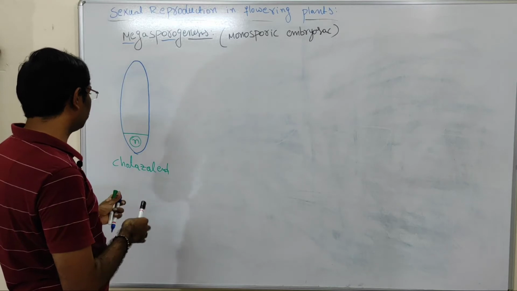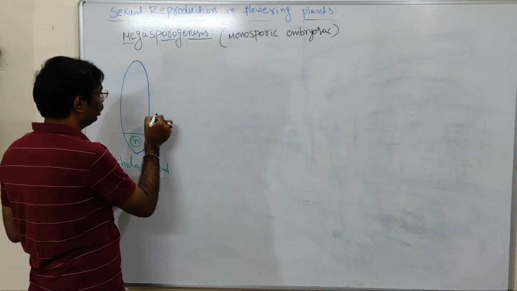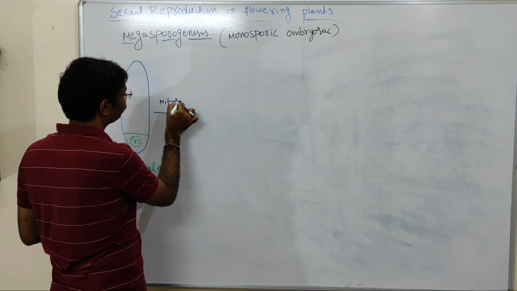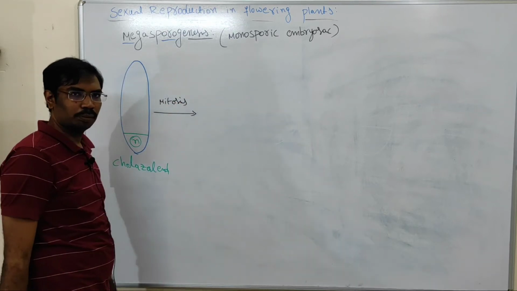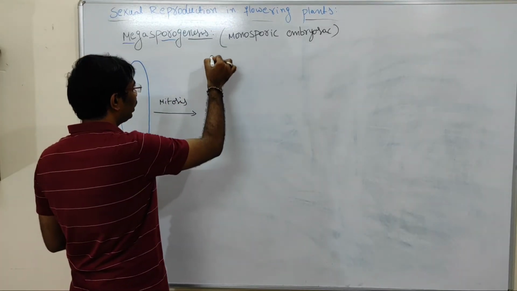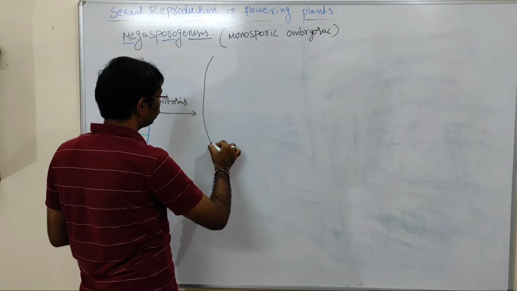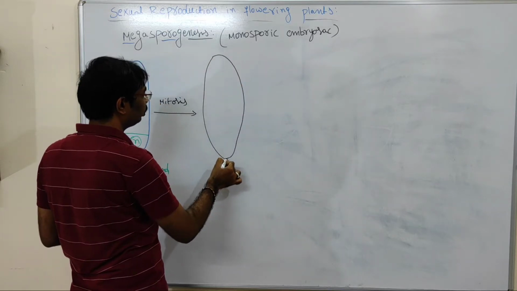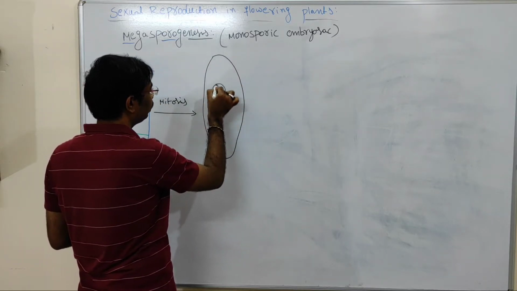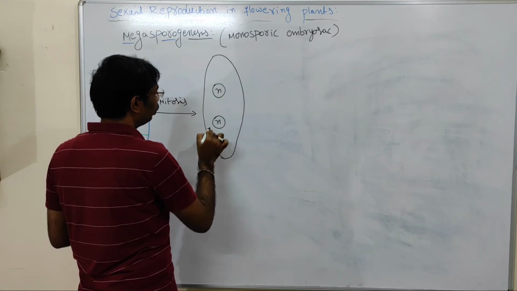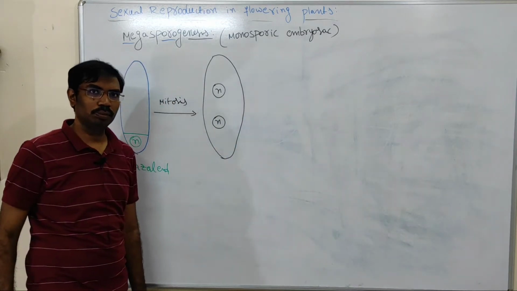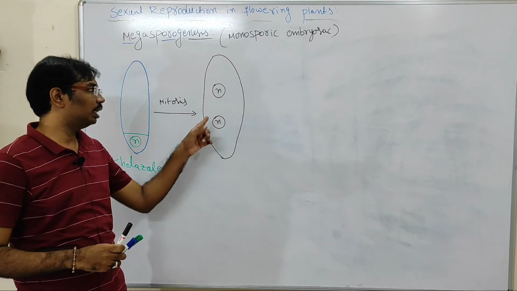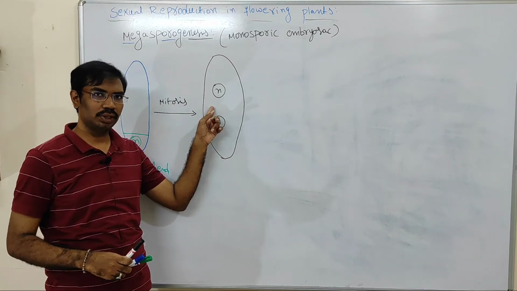This nucleus again divides by the mitosis process. By mitosis, it divides and produces 2 nuclei, nucleus 1 and nucleus 2. 2 nuclei are produced, but cells are not produced, which means karyokinesis is not followed by cytokinesis.